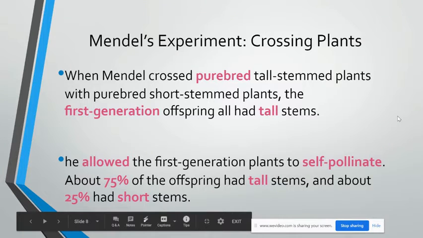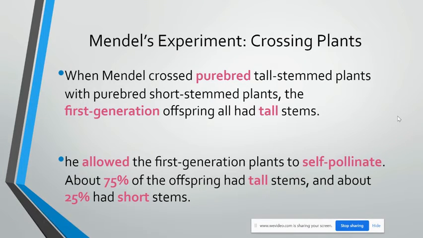So Mendel crossed purebred tall-stemmed plants with purebred short-stemmed plants. And then the first generation of offspring all had tall plants or tall stems. So he then allowed that first generation of plants to self-pollinate. He didn't do anything. And the result that he got was about 75% of the offspring having tall stems and 25% having short stems.